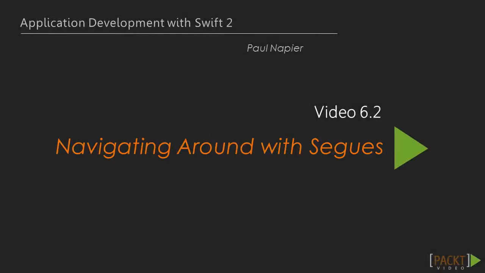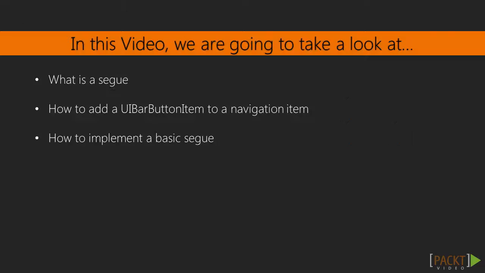So now we want to move around in our project, we're going to make use of segues. In the previous video, we learned how to embed our view controllers within a UI navigation controller. In this video, we'll have a look at what exactly a segue is. We'll also look at how we can add a UI bar button item into our navigation item within the UI navigation controller. And then we'll look at how to implement a basic segue to move from one view controller to another.